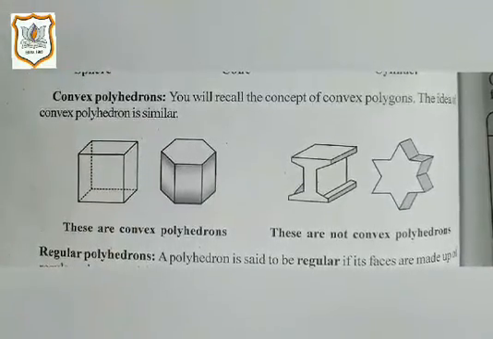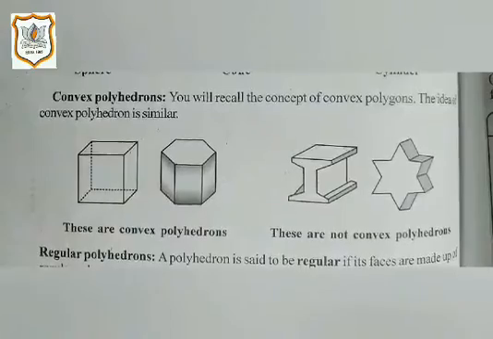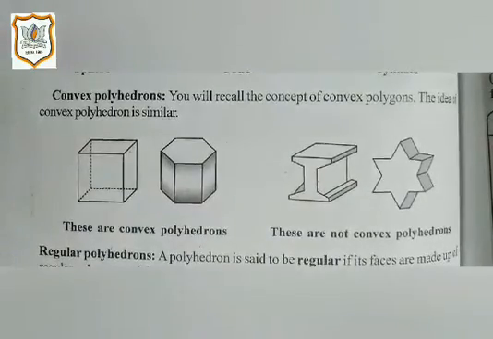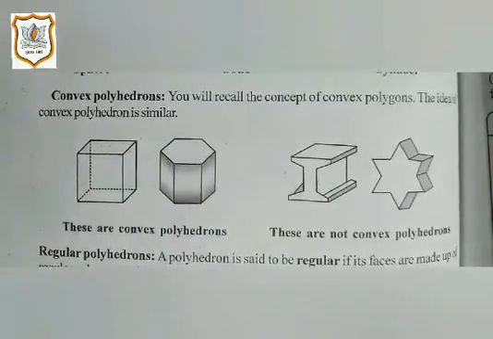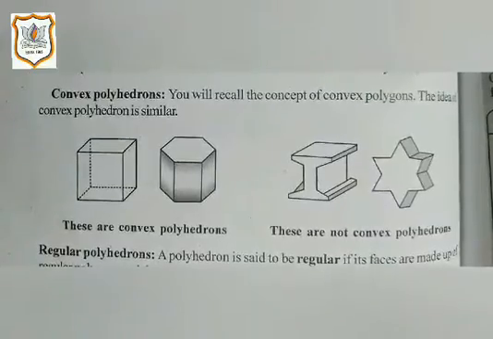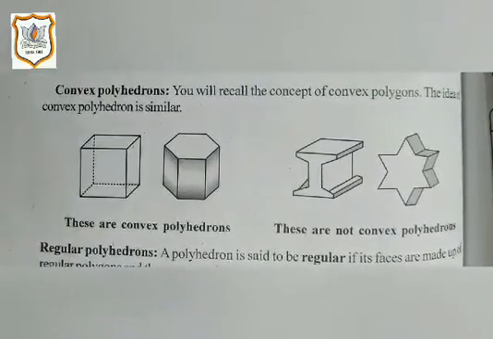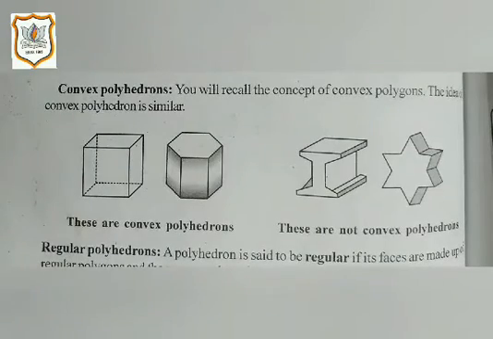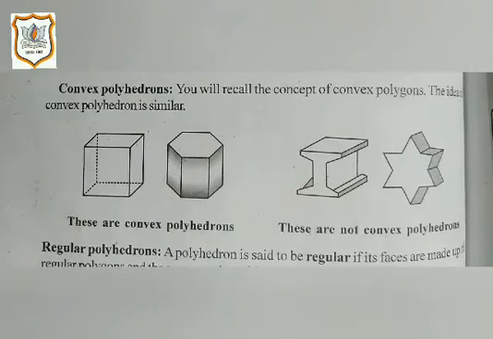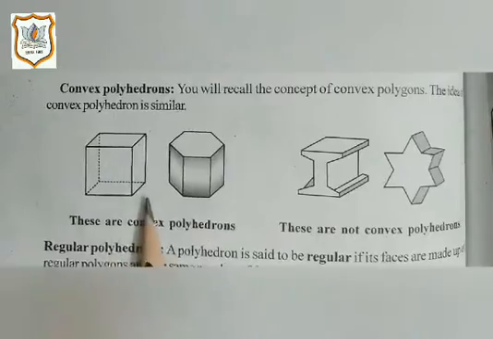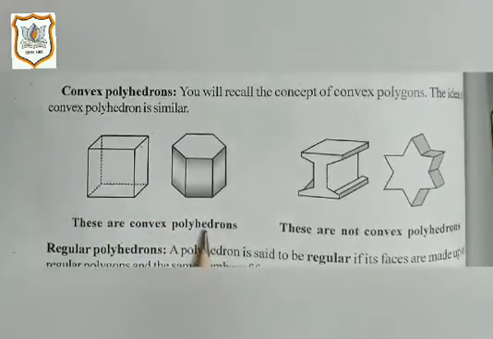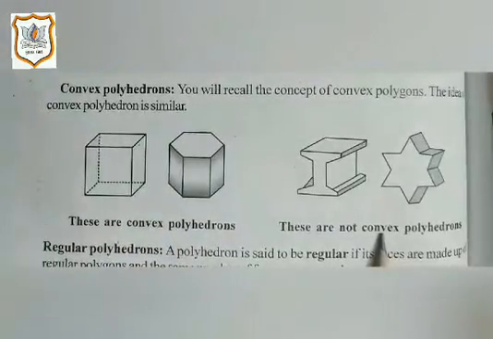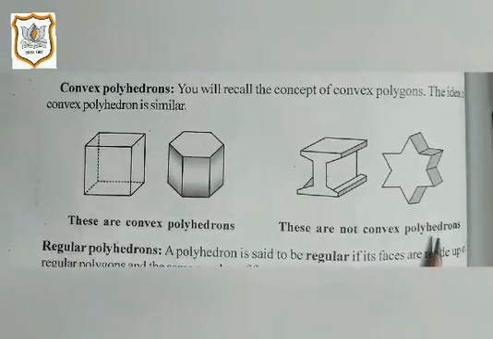Next, convex polyhedrons. Students, in chapter 3, you have already studied convex polygons and concave polygons. Convex polygons have no portion of their diagonals in their exteriors. This is not the case with concave polygons. So these solids are convex polyhedrons and these are not convex polyhedrons.